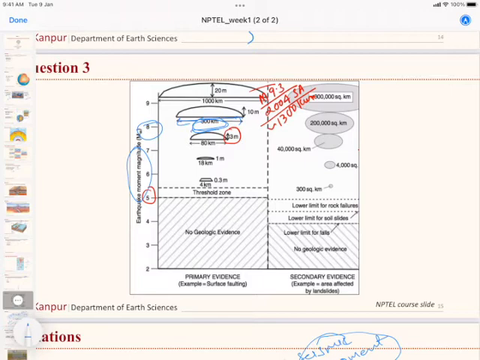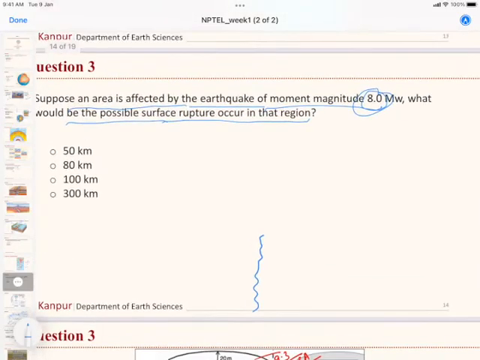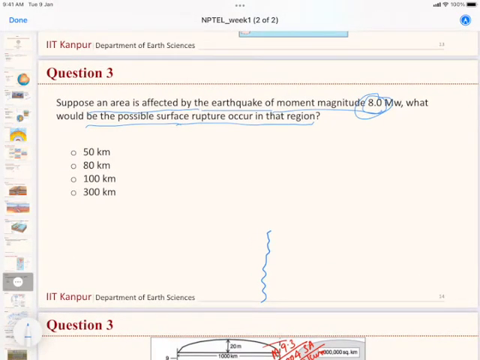Kilonewton? How kilonewton? I think I should read the question again. So let's first understand what it is asking. The question says, suppose an area is affected by an earthquake of moment magnitude 8.0. Now what would be the possible surface rupture that occurs in that region?